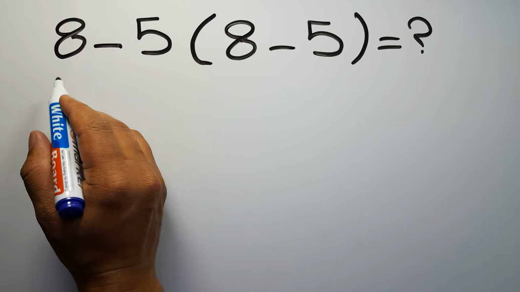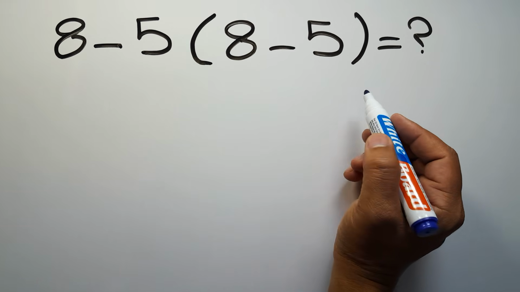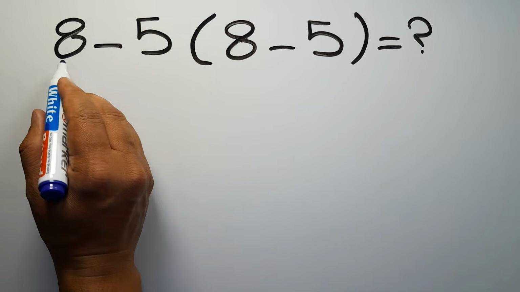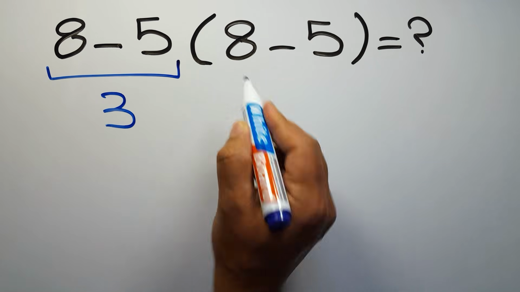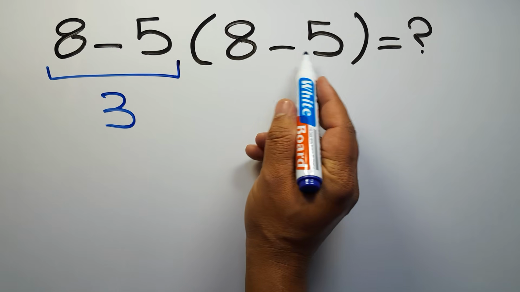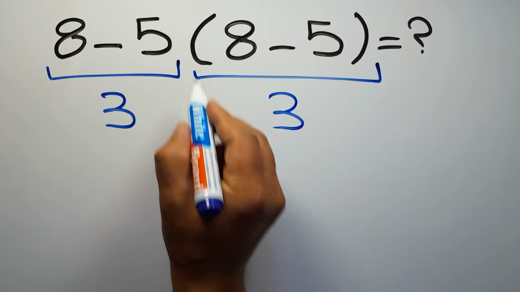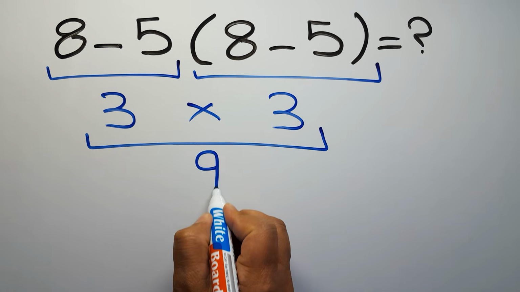In this video, we want to find the value of this expression: 8 minus 5 times 8 minus 5. Are you ready to solve? Let's go ahead and get started. 8 minus 5 gives us 3. And again here we have 8 minus 5. So 3 times 3 equals 9.